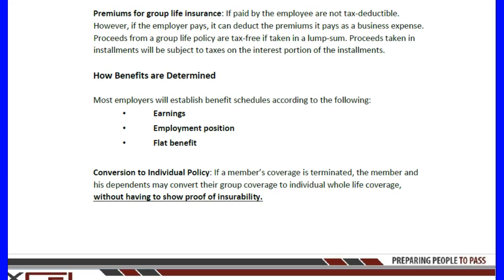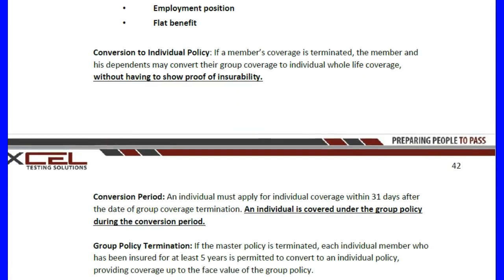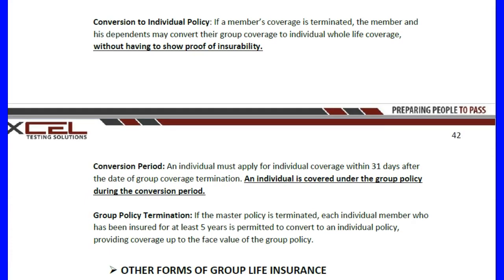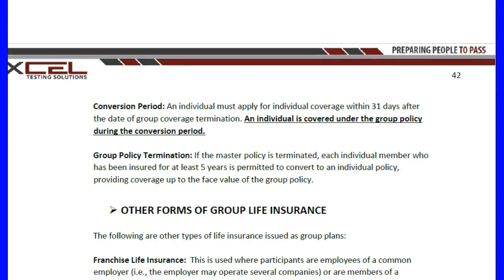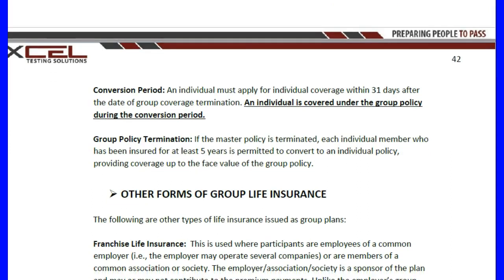How benefits are determined: most employers will establish benefit schedules based on earnings, employment position, and flat benefit. Conversion to individual policy: if member coverage is terminated, the member and his dependents may convert their group coverage to individual whole life insurance without having to show proof of insurability. The member must apply within 31 days after group coverage termination. So it's all about 31 in this topic. 31 days to apply, 31 days for conversion. You start getting the logic.